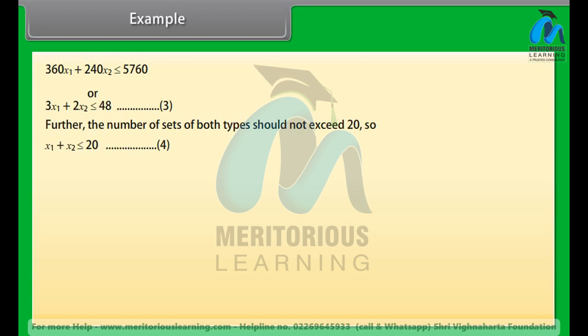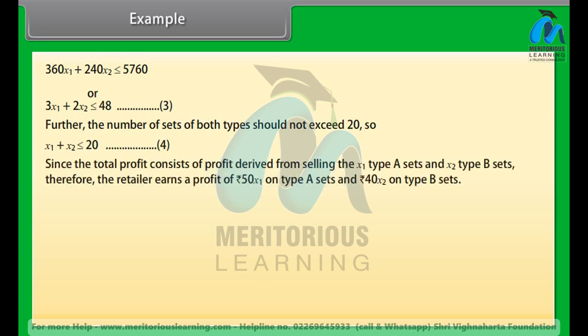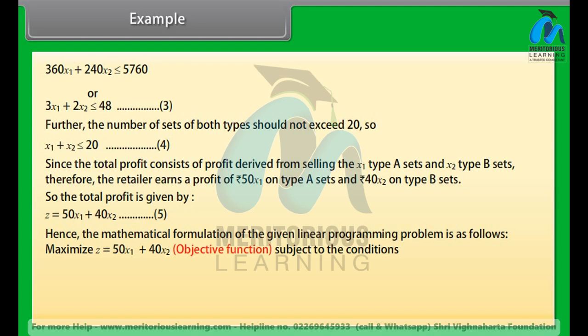Mark it as 4. Since the total profit consists of profit derived from selling the x1 type A sets and x2 type B sets, the retailer earns the profit of rupees 50x1 on type A sets and rupees 40x2 on type B sets. So the total profit is given by Z equals 50x1 plus 40x2. Mark it as 5.